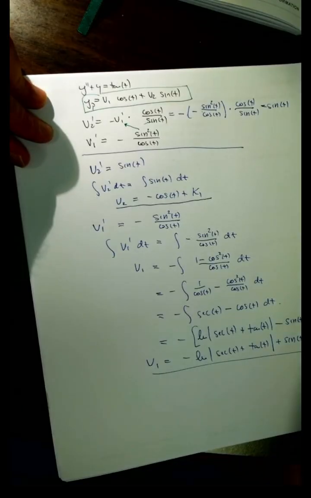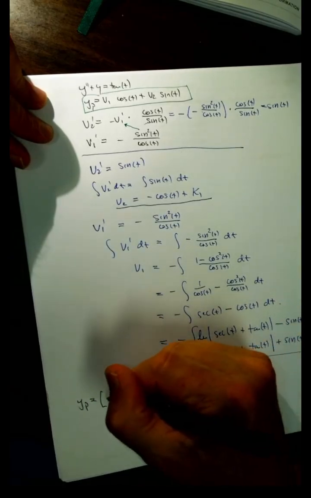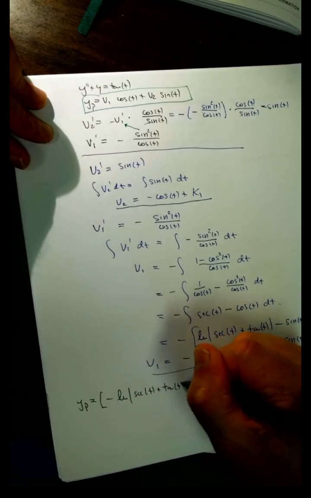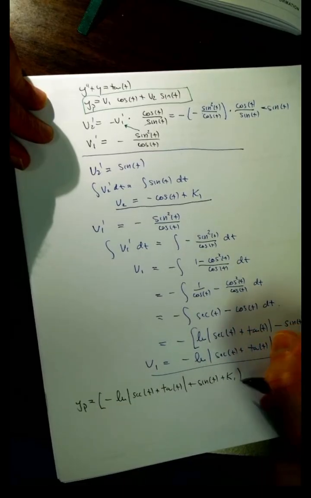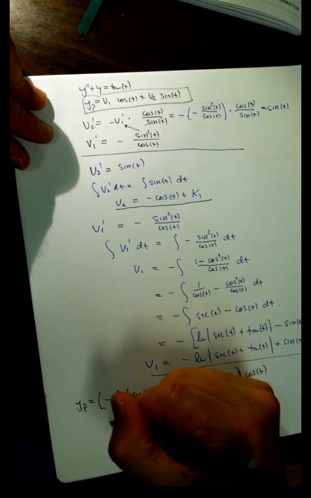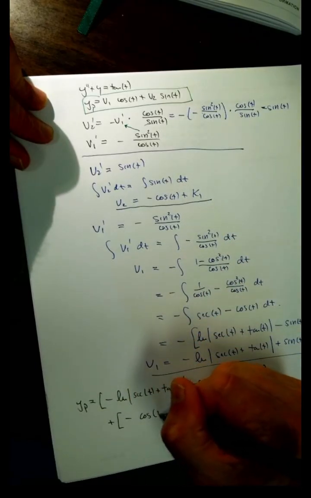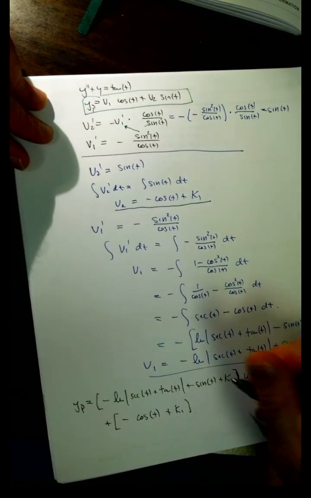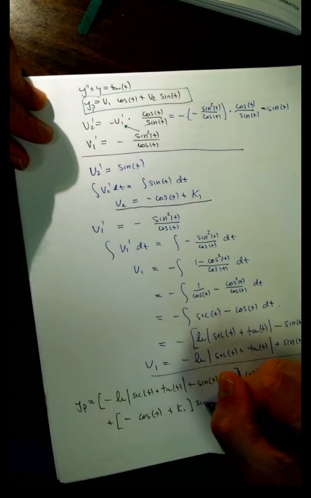And so what do I get? I'm going to get now that my particular solution is v1, which is minus log secant t plus tangent of t plus sine of t plus k1, all times cosine of t, plus, now for my v2 is minus cosine of t plus k1. Oops, be careful. This k2 here. This has a k2. It's k1 and times sine of t.